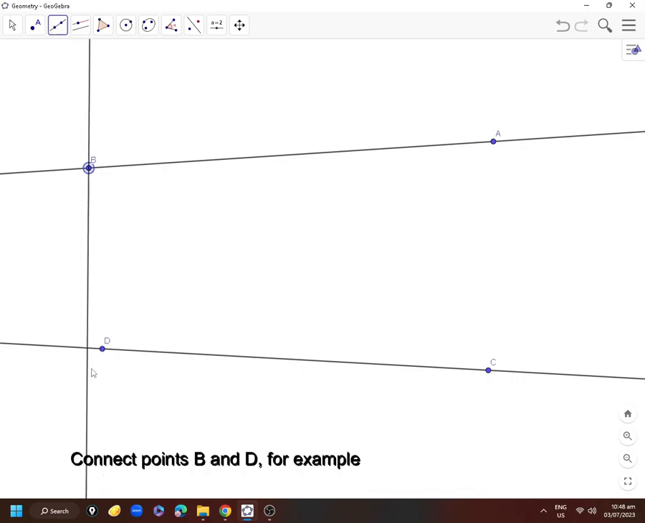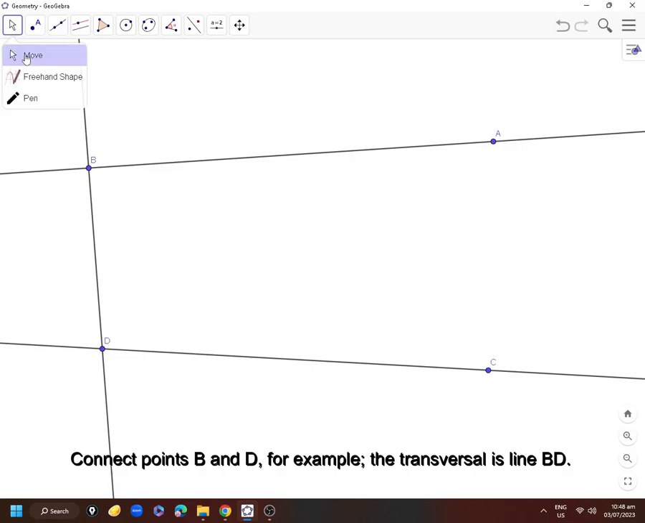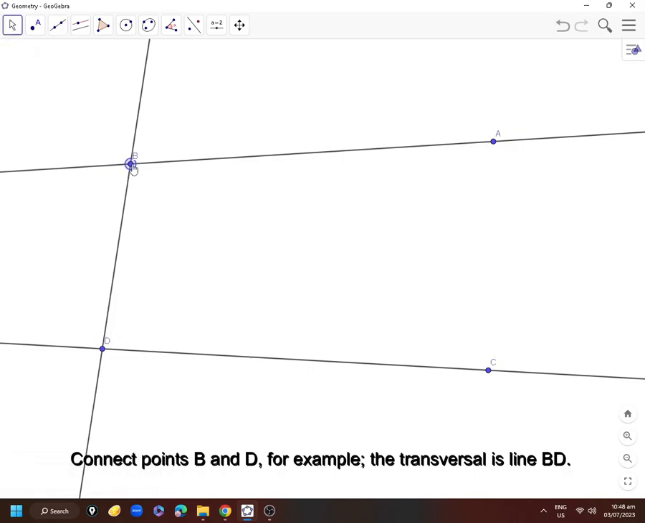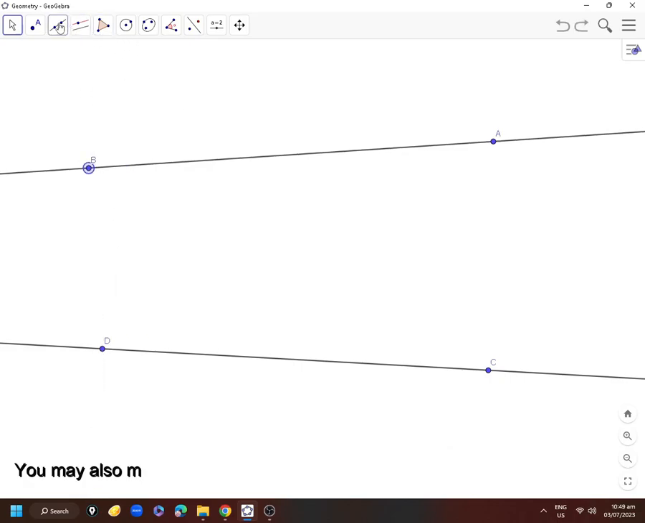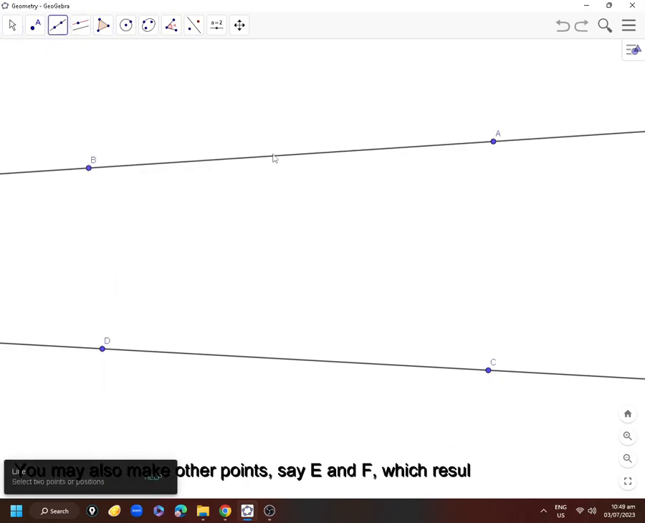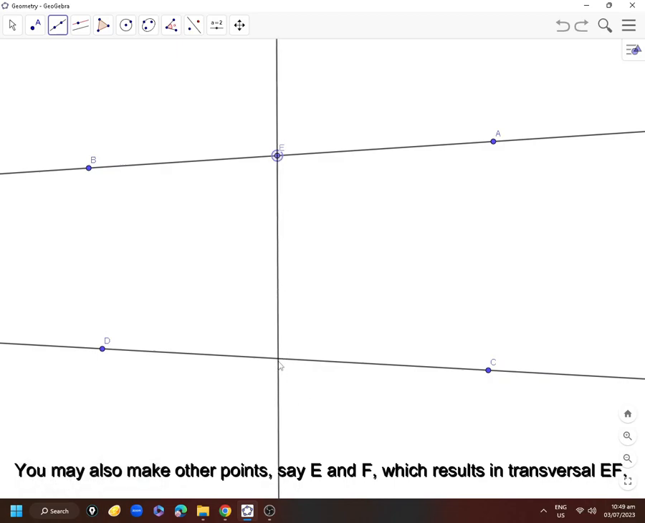Connect points B and D. For example, the transversal is line BD. You may also make other points, say E and F, which results in transversal EF.